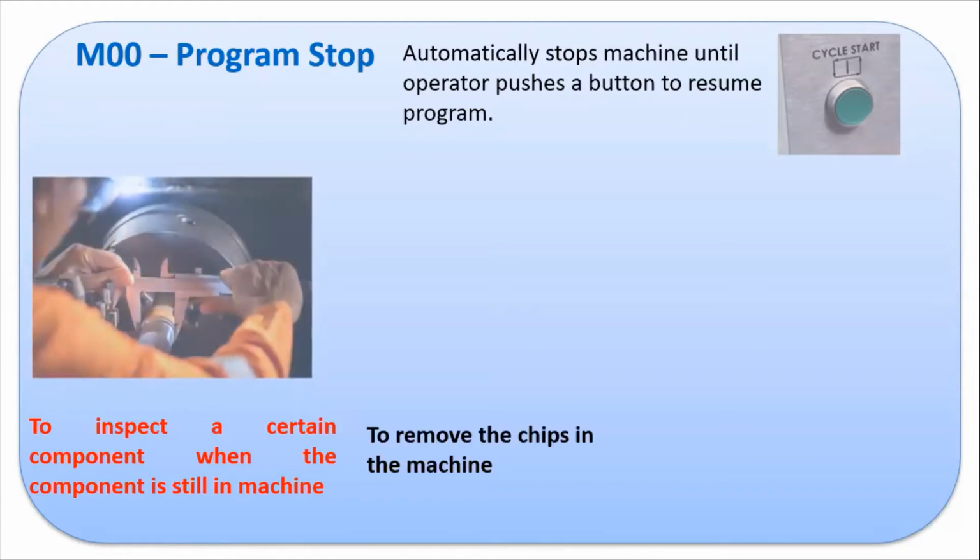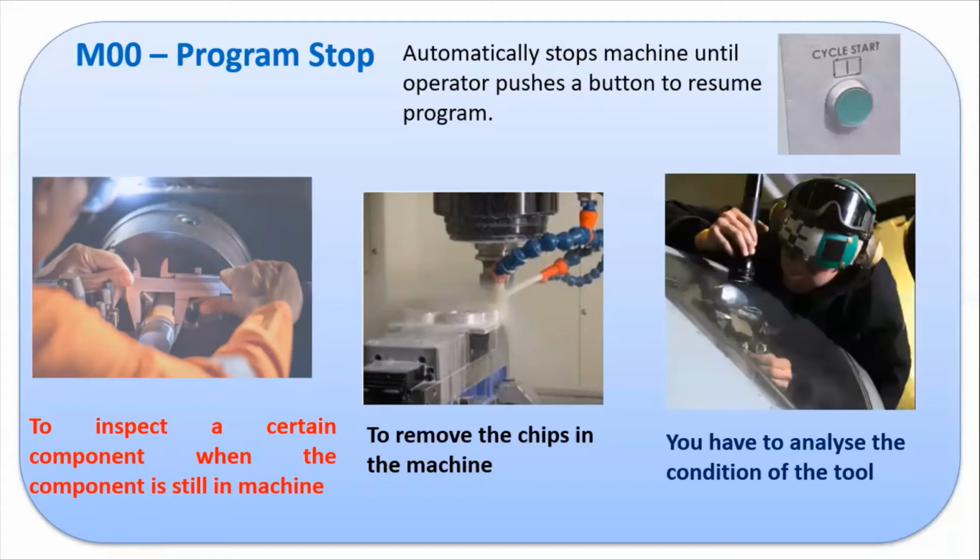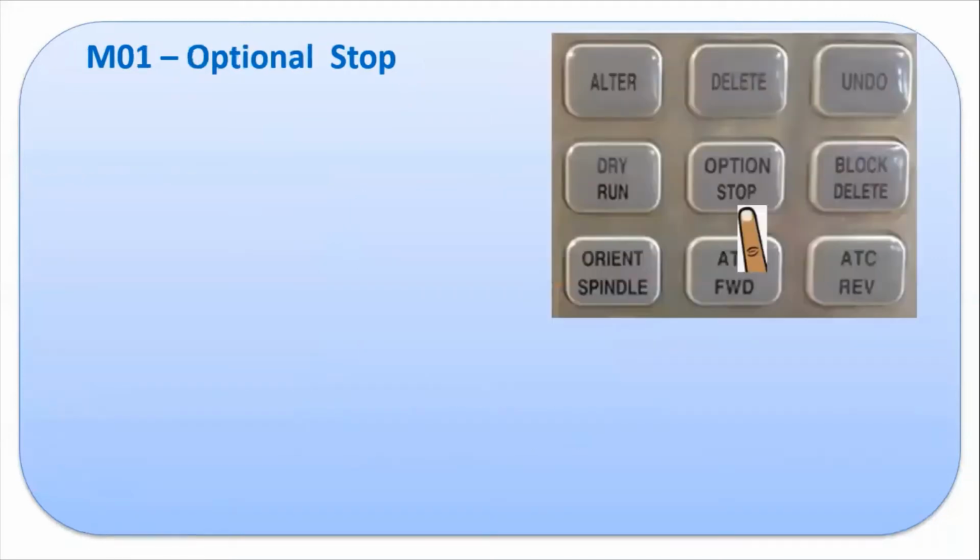Other one, to remove the chips in the machine, you can use the air. Then if you want to analyze the condition of the tool, in that case also you can stop the program and you can see whether any issue is there in the tool. So basically this is all about a program stop.